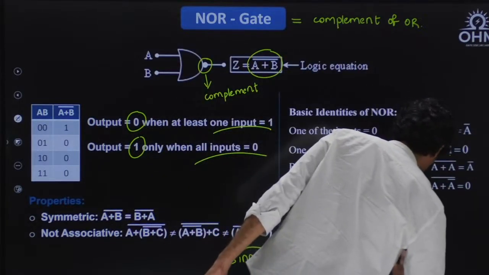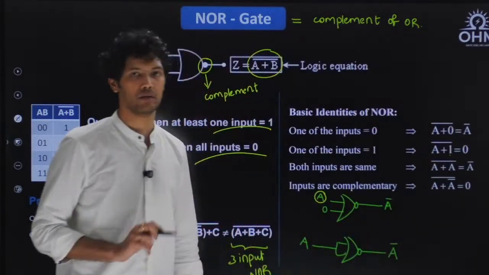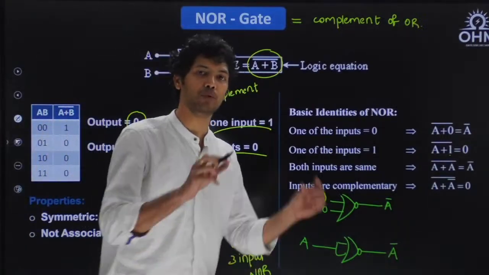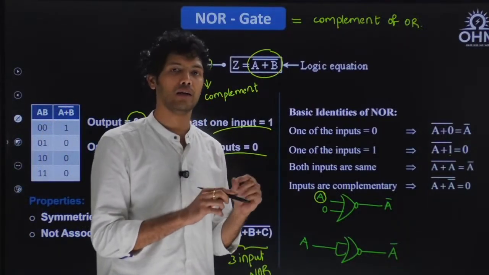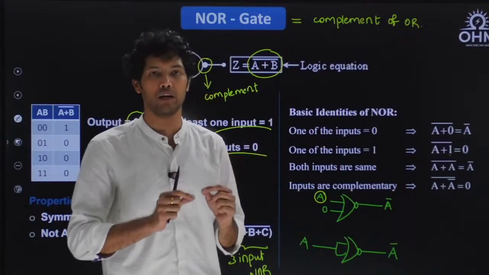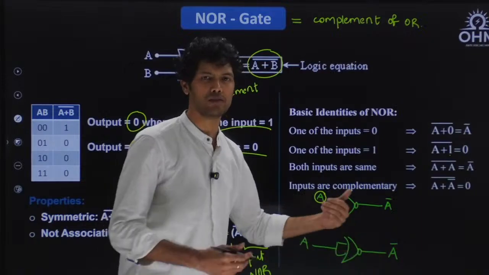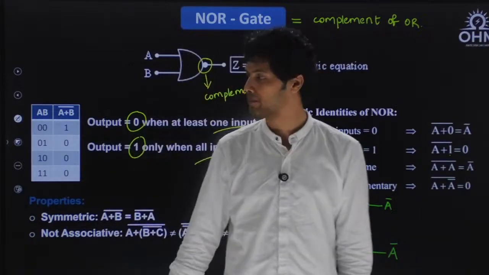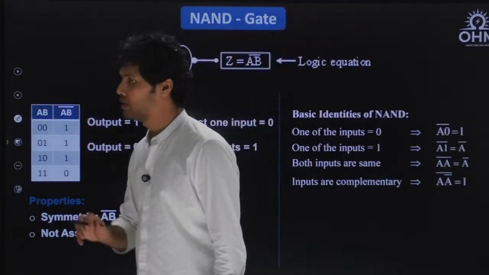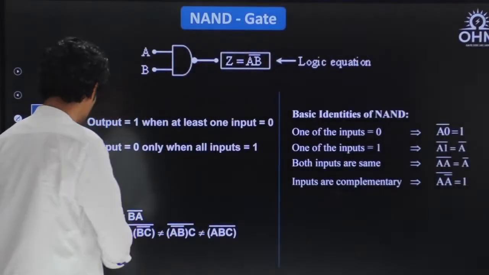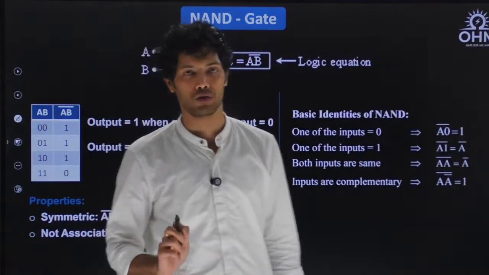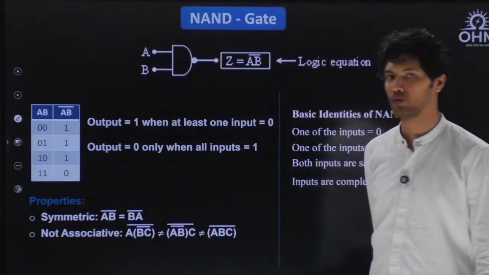In fact, the same thing happens even in the case of the NAND gate. So in the NOR gate and NAND gate, when inputs are shorted, both function as a NOT gate. So if the input is A, the output is A bar, just like a NOT gate operation. Next we have the NAND gate. NAND, just like in the case of NOR, is also not associative. Yes, it is symmetric but not associative.